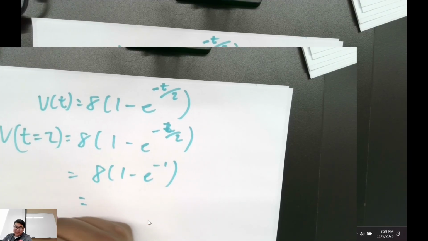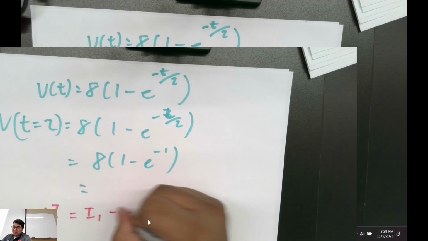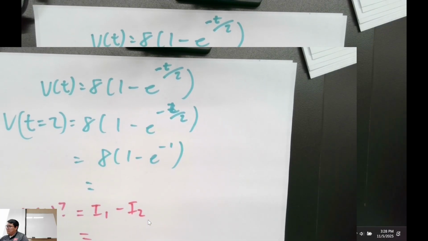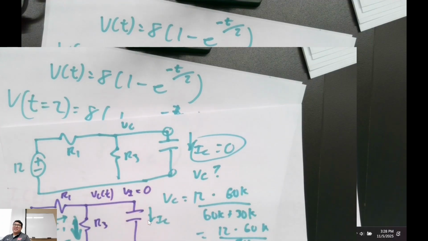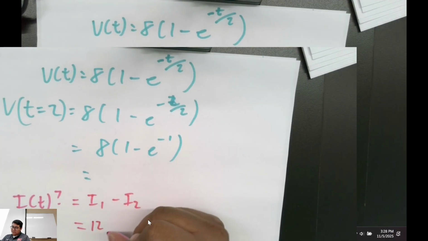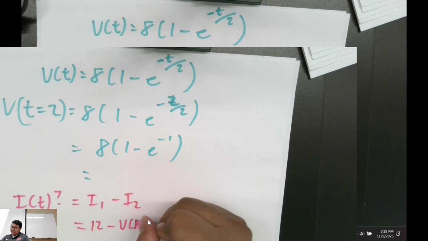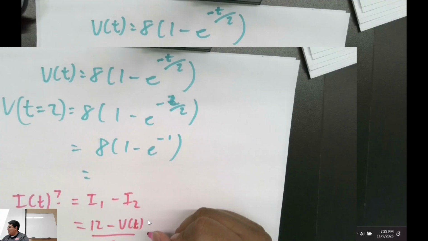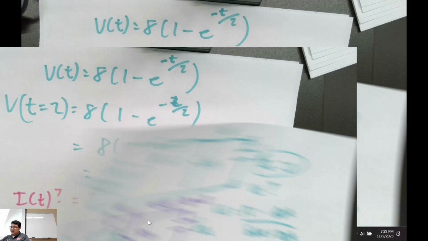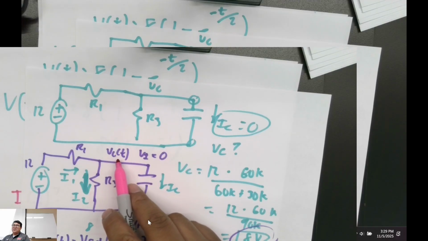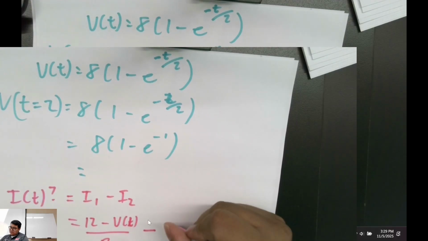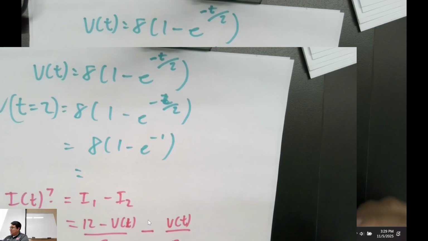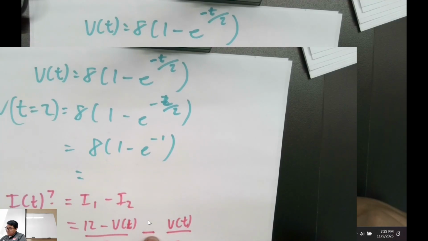Well, this is IC, correct? Which is equal to I1 minus I2, right? But I1 was equal to this 12 minus this VC, right? 12 minus, let's just put VC, right? All over R1. Is that good? And then minus, we got this VC at t, right? Over this resistor, R3. Is that good with everybody? This is page 8.